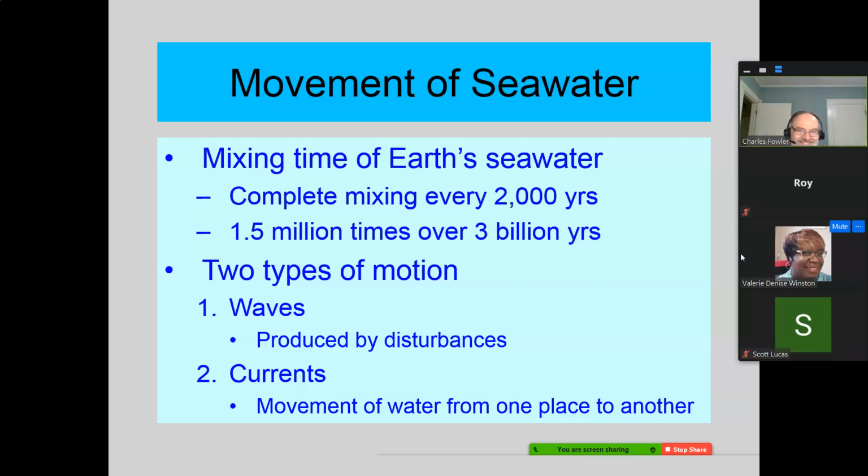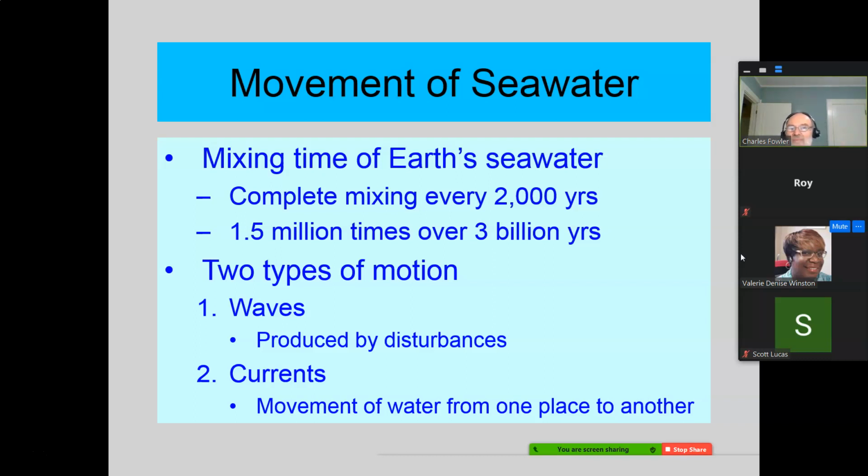Now this is, I don't know how they figured this, but I guess somehow the models come up with it. The mixing time for Earth's seawater. They figure you have a complete mixing of seawater about every 2,000 years. That means every drop of water in the Atlantic 2,000 years ago could have easily been in the Pacific or in the Indian Ocean or somewhere on land or somewhere in a sea or somewhere else. This is probably an exaggeration.